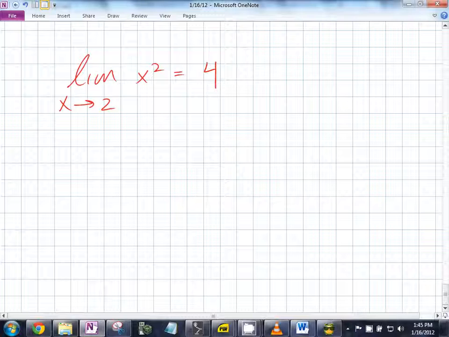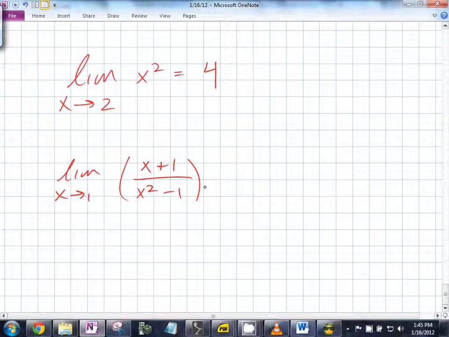No. So here was the first example of x going to 1 of x plus 1 over x squared minus 1. Can you plug in 1? Why not? Divide by 0 error, right? So the first thing you do after you figure out that you can't plug the value in is try to simplify. What do you always try to do? What's something you should always try to do? Simplify. What's one specific way you can simplify something like this?